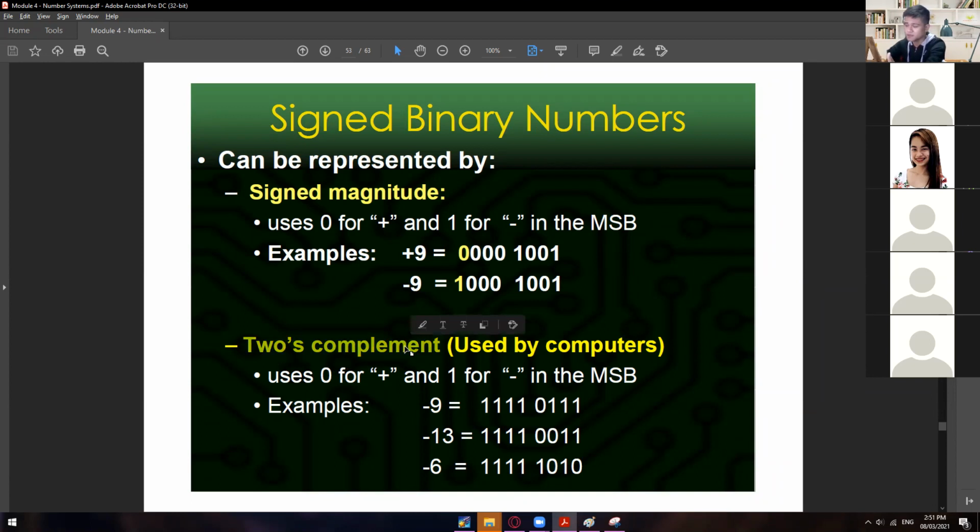So what is this two's complement? When we say two's complement, your 0 will become 1 and your 1 will become 0. But before that, of course, we have a process. We have steps to do. For example, this negative 9 became this one, the representation of negative 9: 1, 1, 1, 1, 0, 1, 1, 1. So how did we get that one? Later on, I will explain how we got that. And we have here negative 13, 1, 1, 1, 1, 0, 0, 1, 1. And negative 6 is 1, 1, 1, 1, 1, 0, 1, 0. All right. So enough with that.